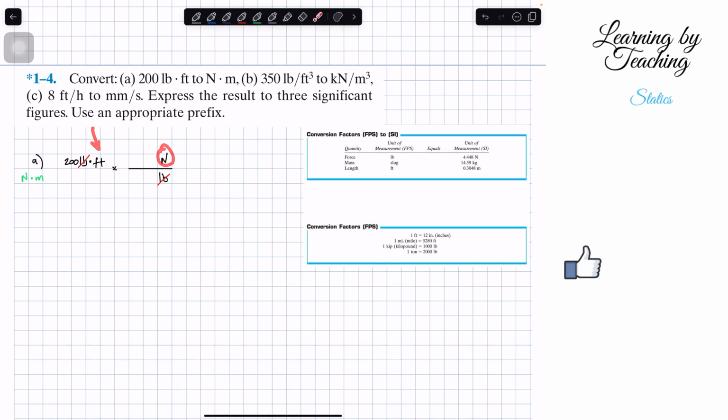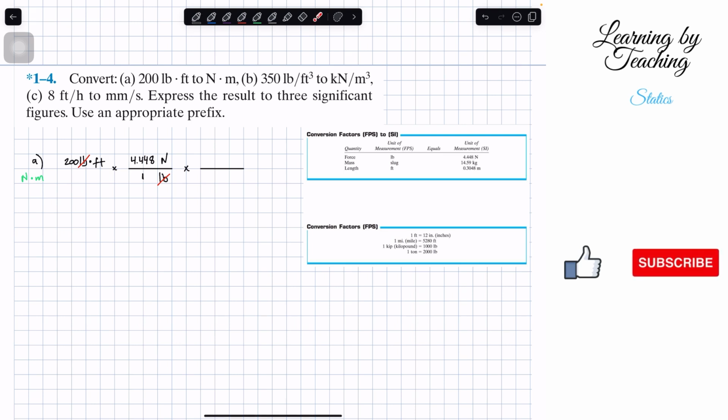Now, let's start with the first one. When we need to change from pounds to newtons, well, over here we look, we have the pound. 1 pound is equal to 4.448 newtons. So that's what I'm going to do: 4.448 newtons is equal to 1 pound. And that way we have the first thing done, and we're going to multiply by this other fraction, and then we're going to do something similar.